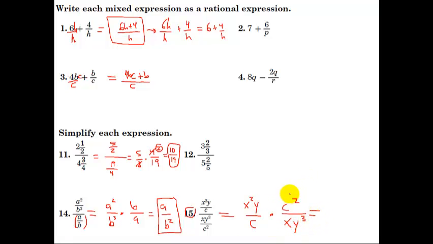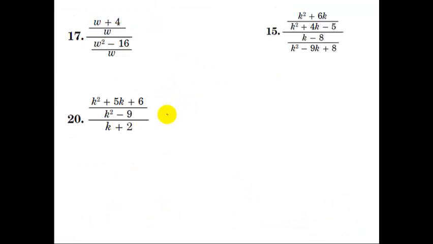Okay, let's simplify the c's first. C squared over c reduces to just a c. X squared over x reduces to just an x. And y over y cubed, the bottom wins by 2. So c x over y squared. So all these kinds of problems, you're just going to be combining and simplifying. Let's move on. A little bit harder ones, okay?